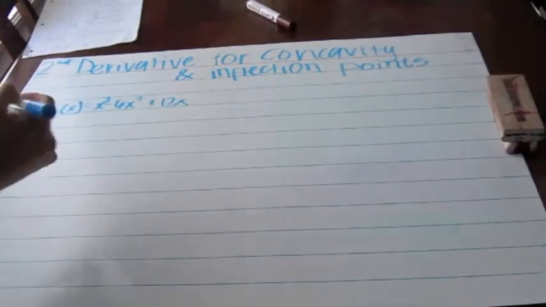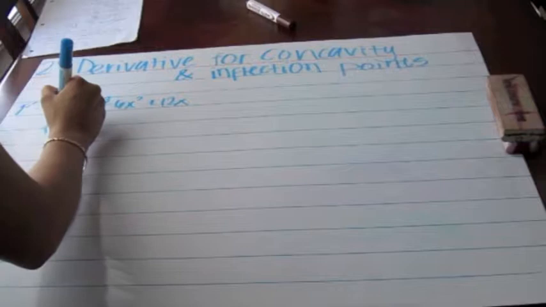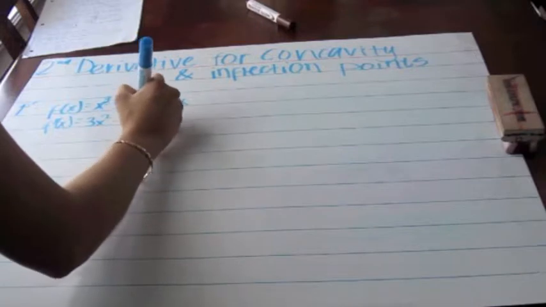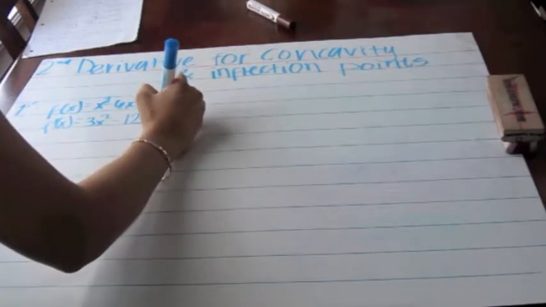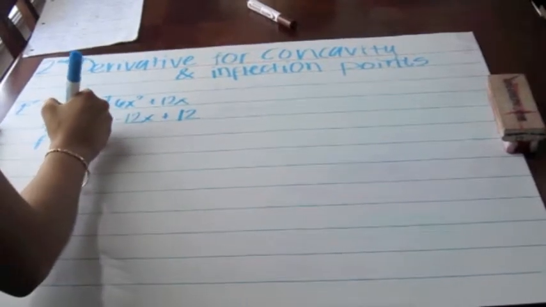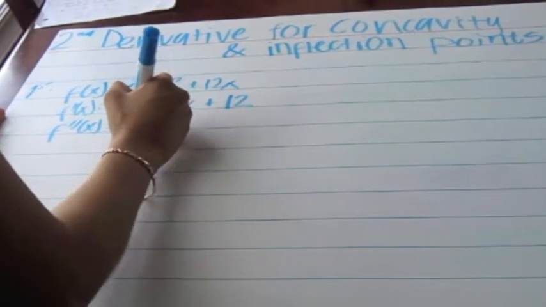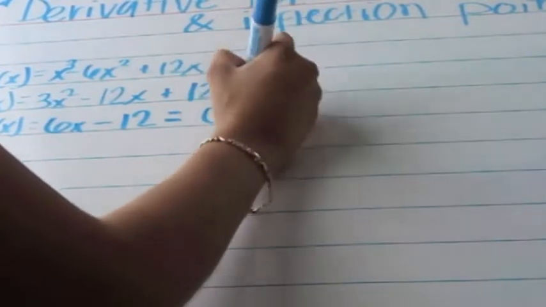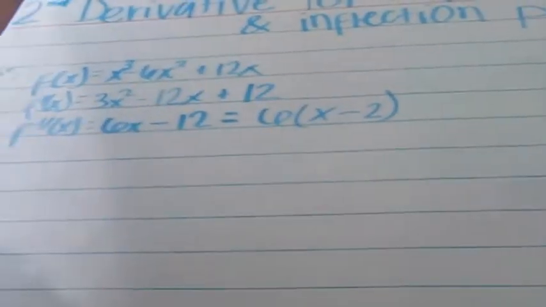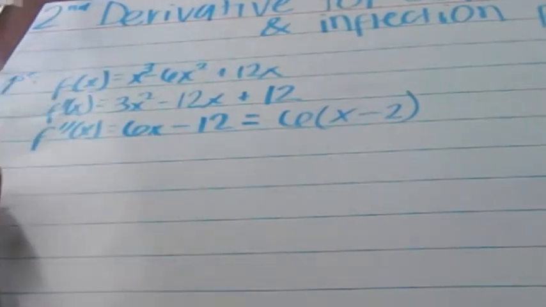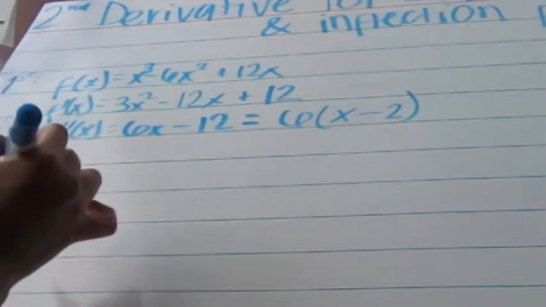Let's try a problem now. Given f of x is equal to x cubed minus 6x squared plus 12x, find the points of inflection and discuss the concavity of the graph. First, you have to find the second derivative. So first, write out the given function and take the first derivative. The first derivative is going to be 3x squared minus 12x plus 12. Now we take the second derivative. The second derivative is 6x minus 12, which can also be written as 6 times x minus 2.